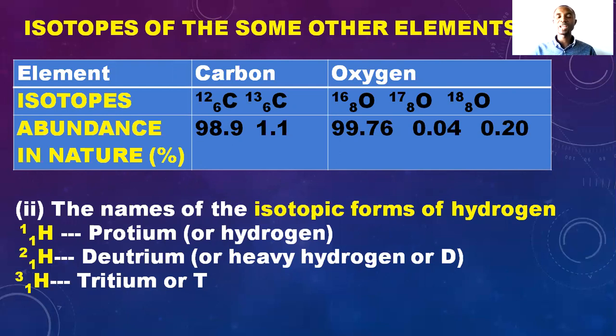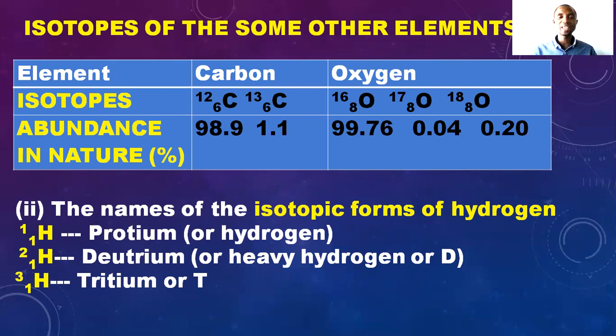Now for oxygen, the percentage abundance of oxygen 16, mass number 16, is 99.76. Of course, we know the relative atomic mass of oxygen as 16. That is why it is more abundant. That of 17 is 0.04. That of 18 is 0.20. You see, they are not in abundance like the first one.